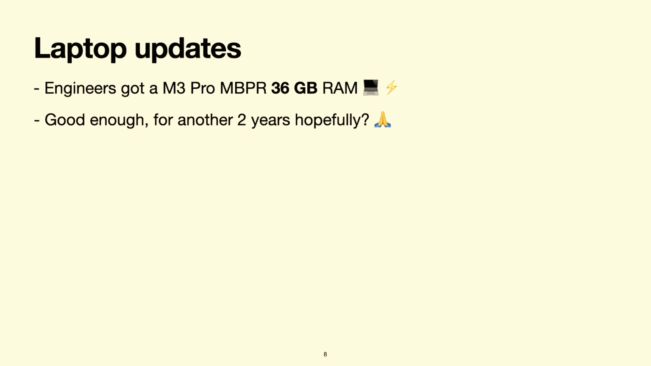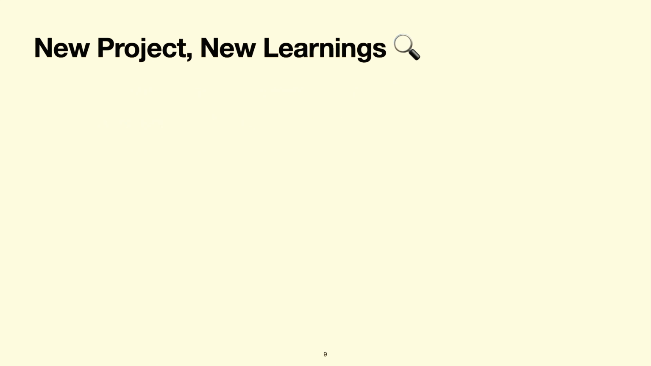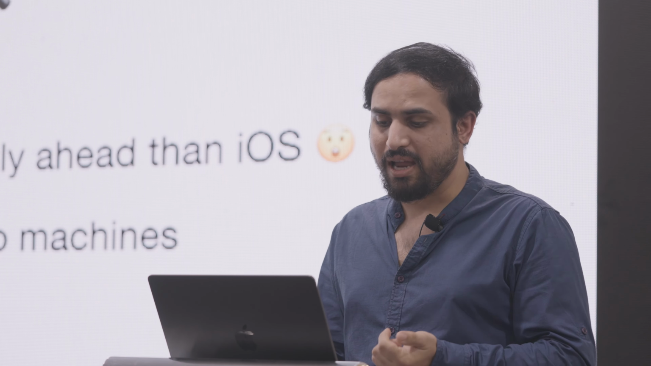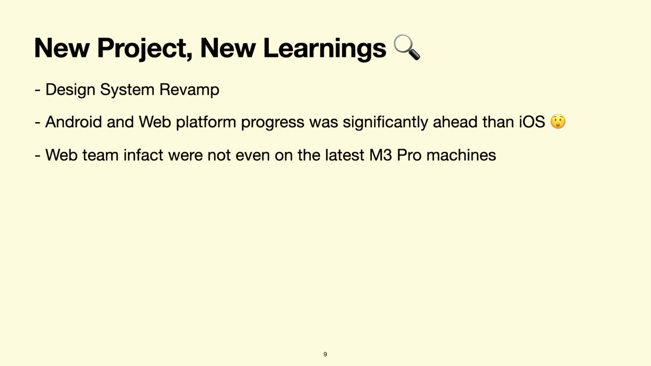So while this helped us alleviate the issue of slow build times to an extent, little did we know that a new challenge was coming our way. We embarked on a new project to revamp our design system, and we realized something: our Android and web platform teams were significantly ahead of iOS, right? In fact, the web team was not even on new laptops. They were using laptops from 2 years ago, and still the iOS team was behind them. So something was going wrong.